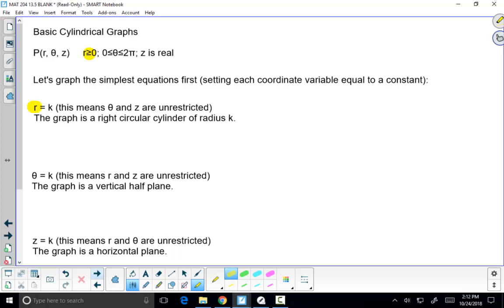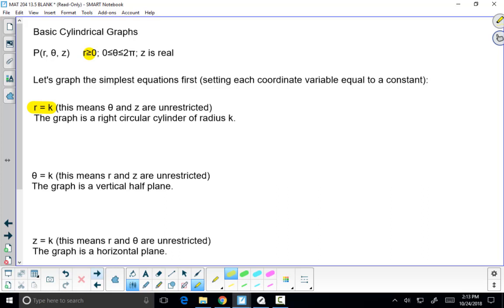So first, let's talk about r equals k. So r equals k means theta and z are unrestricted. They're not in the equation, so those two letters, theta and z, can be anything. If r is constant, that tells us that we're a fixed distance from the origin. And if z can be anything, that means we can go up and down forever. If theta can be anything, and by anything for theta we mean 0 to 2 pi, that gives us a right circular cylinder, right?